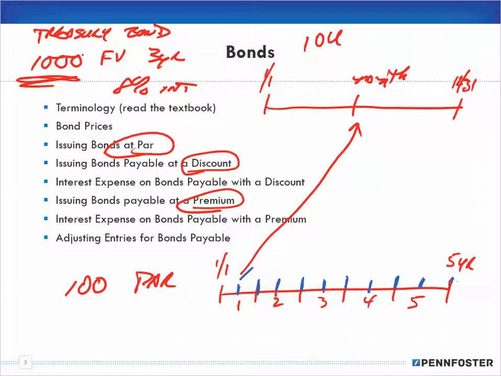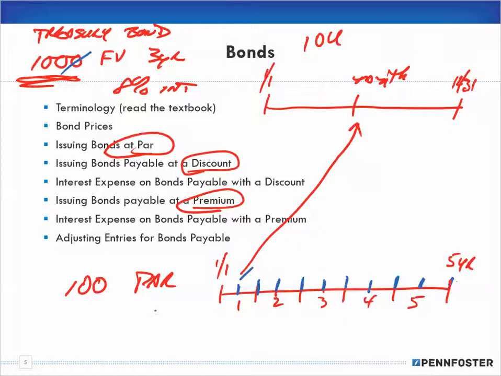If you notice, all they've done is just lop off a zero. So if I see a bond that's at the price point of 100, then I know that's at par, because that 100 represents the $1,000 of the face value of the bond. Okay, so that's par.